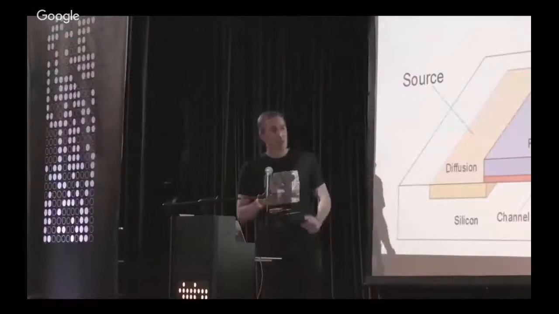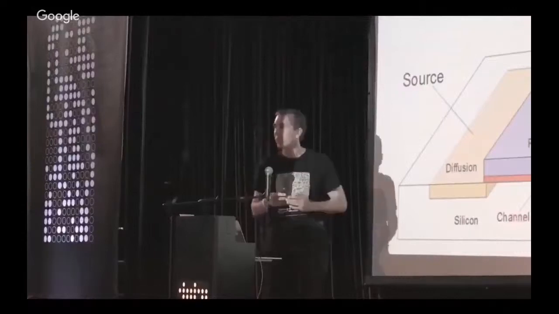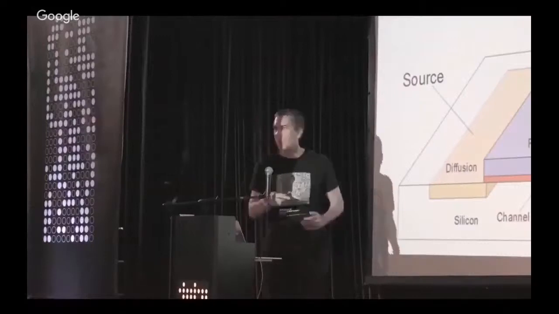In the early days, the gate was made out of metal, so you'd have metal, oxide, and semiconductor. So that was your MOS transistor. Ever since about 1970, they've used polysilicon. It's really a POS transistor, but they don't use that word.